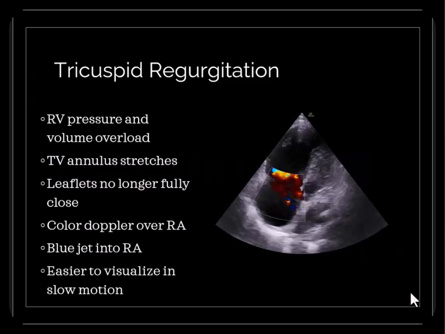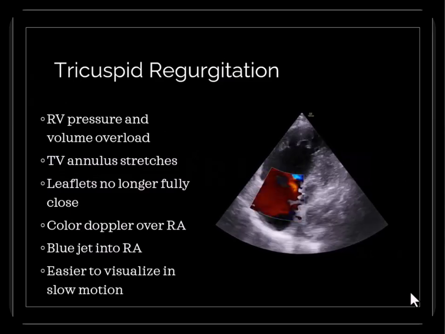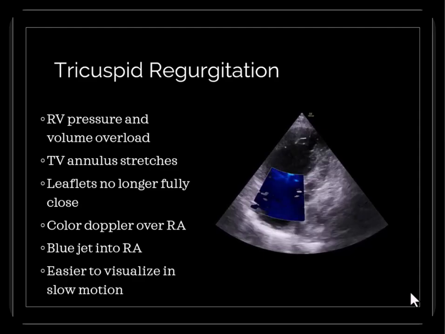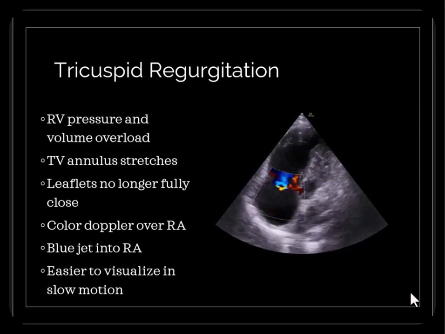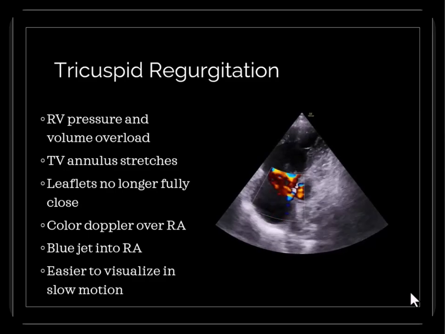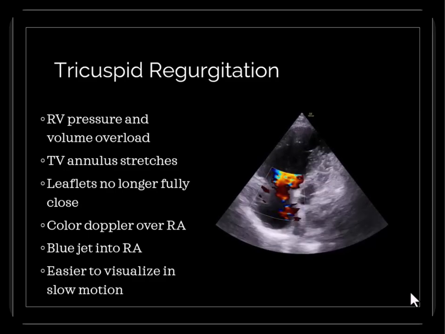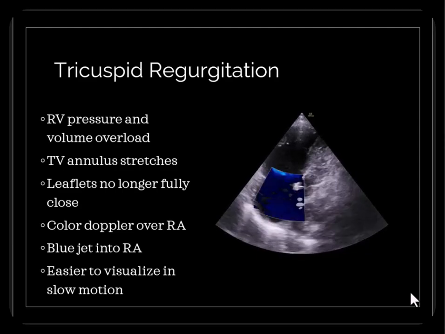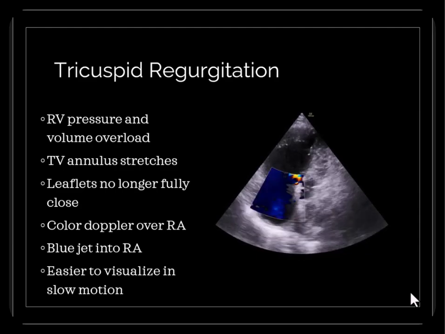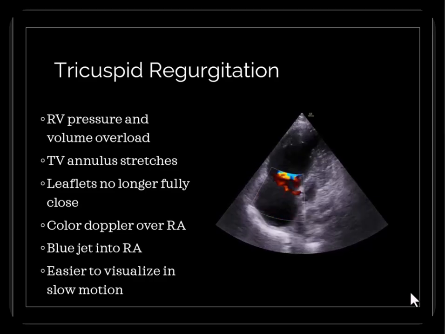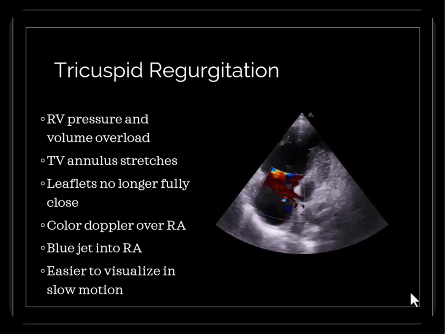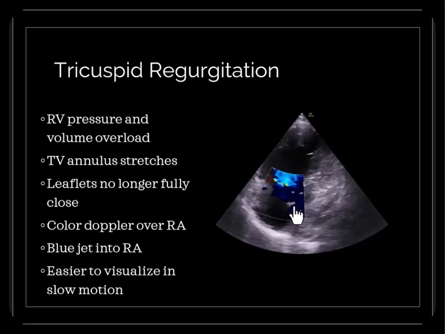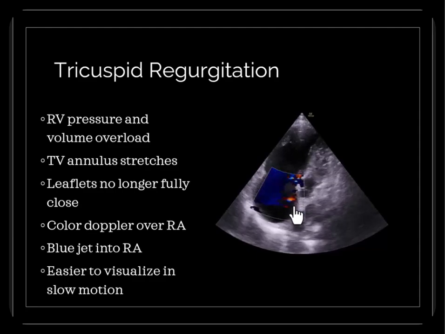I would also like to mention the use of color Doppler in tricuspid regurgitation when looking at evidence for right ventricular dysfunction. Tricuspid regurgitation develops from pressure and volume overload. As the RV enlarges, the tricuspid valve annulus stretches, and this prevents the leaflets from fully closing during systole, leading to tricuspid regurg. So using color Doppler, you can place your color Doppler box over the right atrium and look for a blue jet indicative of tricuspid regurgitation.